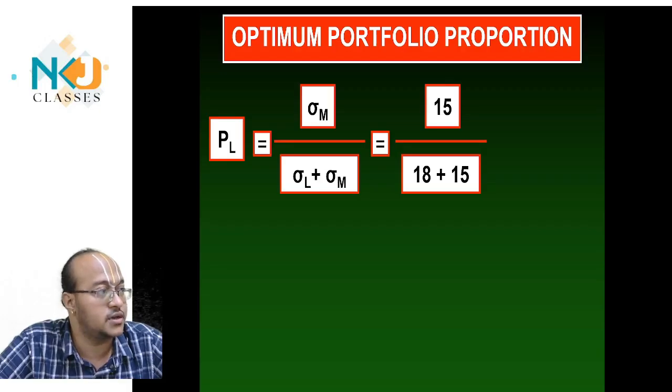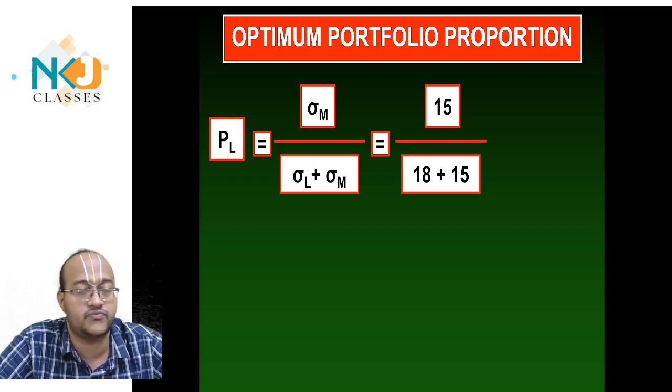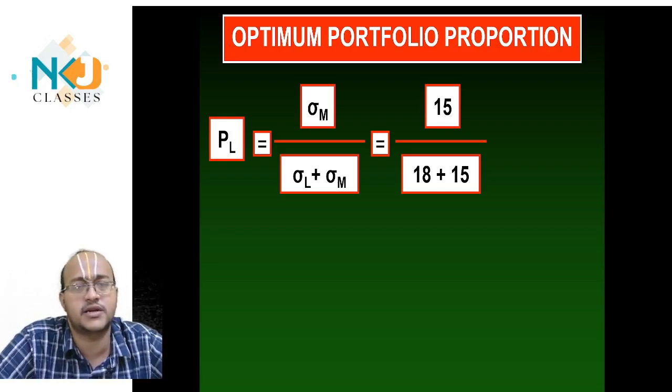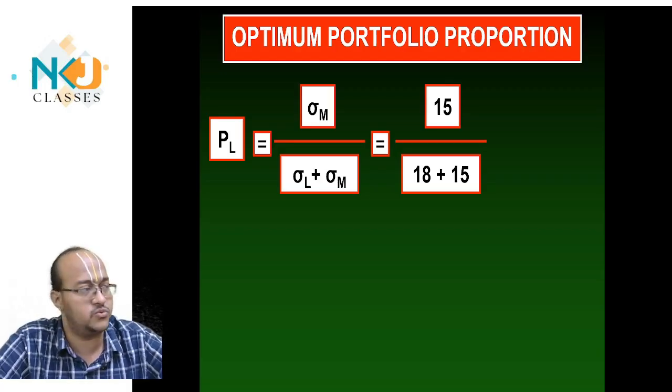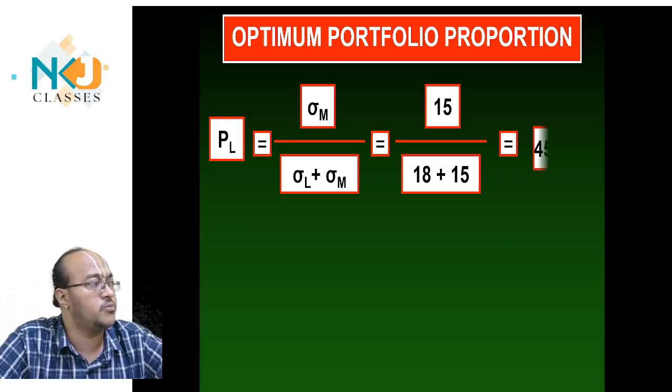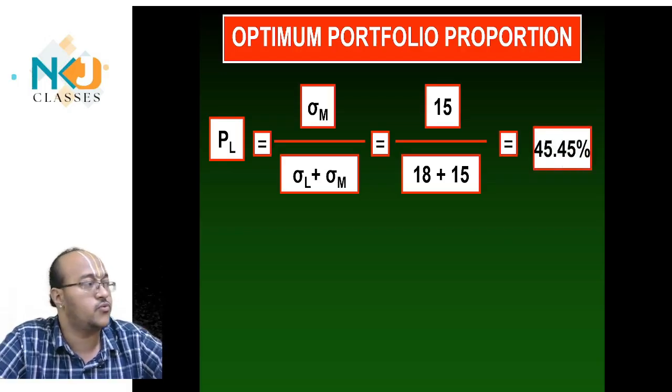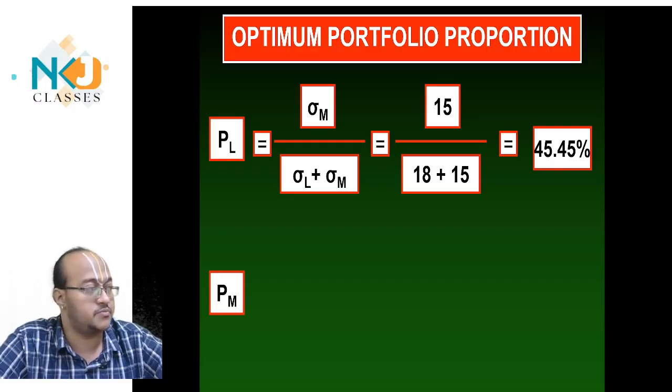See here, I have directly taken it as 15. What you should do ideally in an examination is take 0.15 divided by 0.18 plus 0.15, like that you can take. The answer you will get is the same. You can also write it as a percentage, anything you can do. Are you understanding? See here, how much you will get? 45.45 percentage.